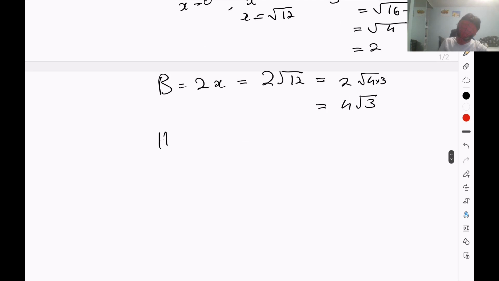And the height is equal to y plus 4. y is equal to 2. So 2 plus 4 is equal to 6. So this is basically our dimensions.